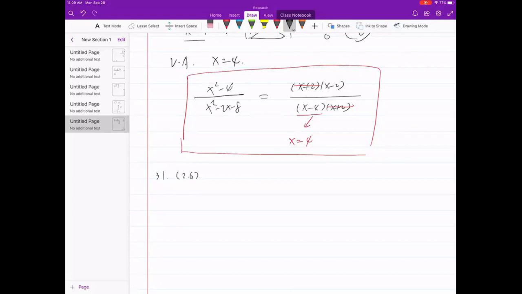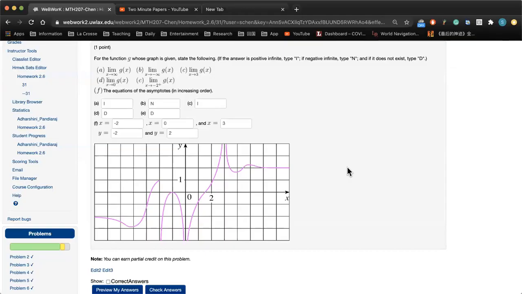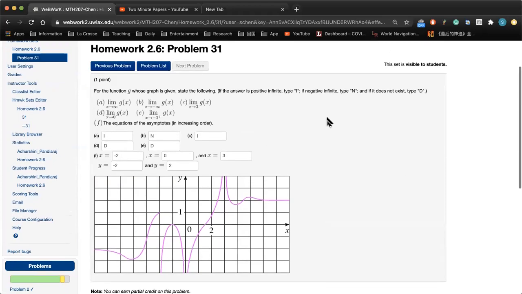Let me share my screen. Can everybody see my screen? All right. So here's the thing. For a function whose graph is given, state the following. The first one is the limit as x goes to infinity of g(x). That's the horizontal asymptote on the right. From here, you can see it's y equals 2.